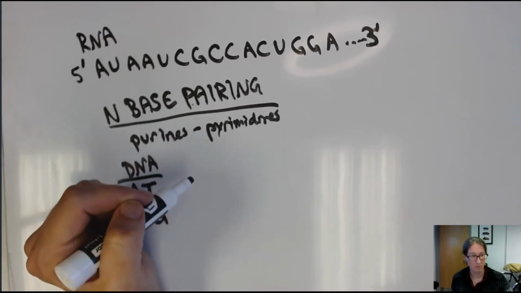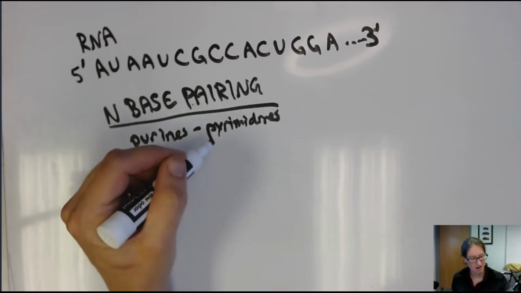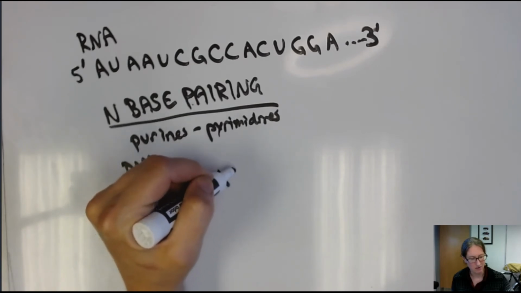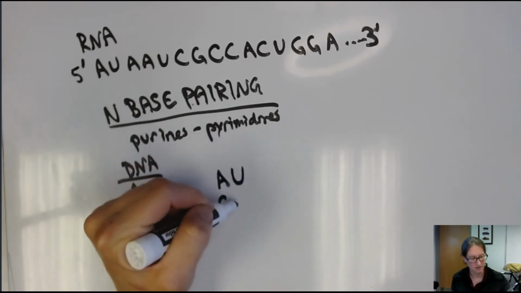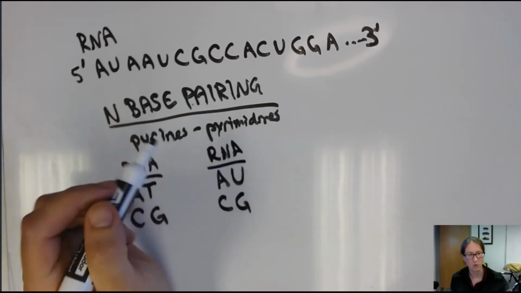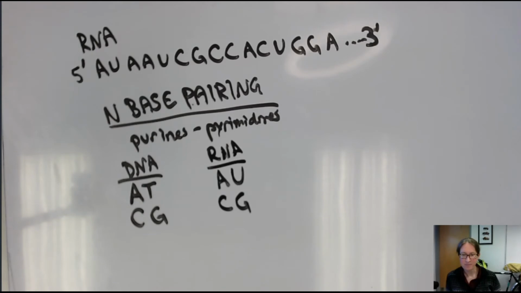RNA can pair up with DNA, and in RNA, A pairs with U, and C pairs with G. But we're going to come back to that later on. Okay, so in each case, a purine is pairing up with a pyrimidine.